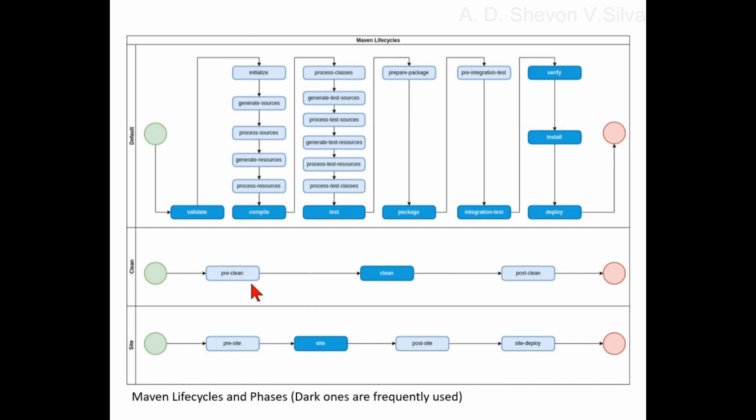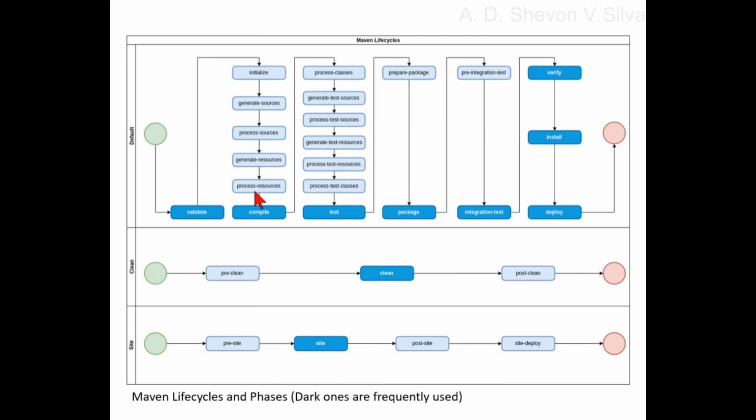So here you can see in the clean lifecycle, pre-clean is connected to clean, and clean is connected to post-clean. In the default lifecycle, validate is connected to initialize. Initialize is connected to generate sources. Generate sources is connected to process sources. Process sources is connected to generate resources. Generate resources is connected to process resources.